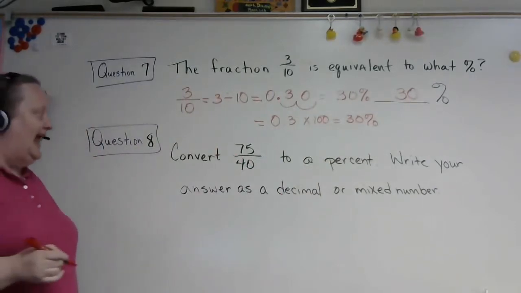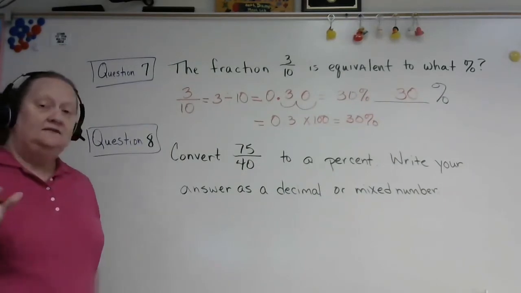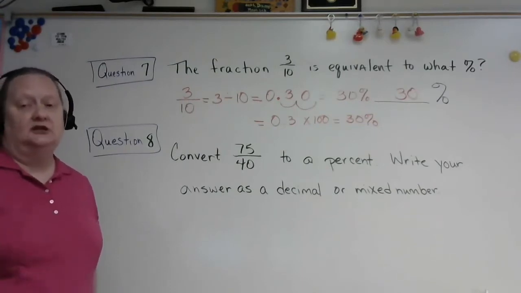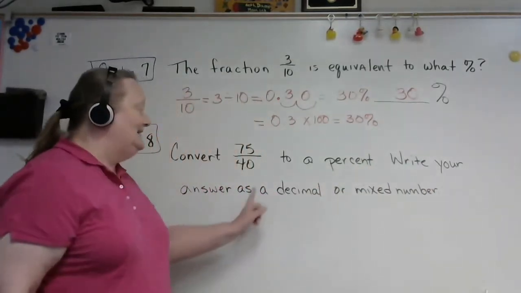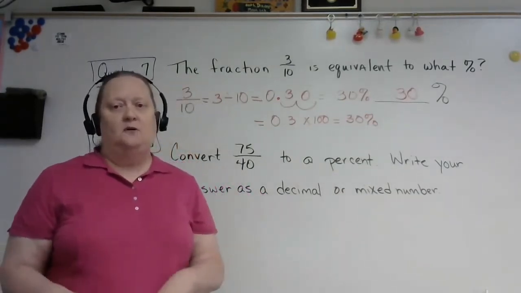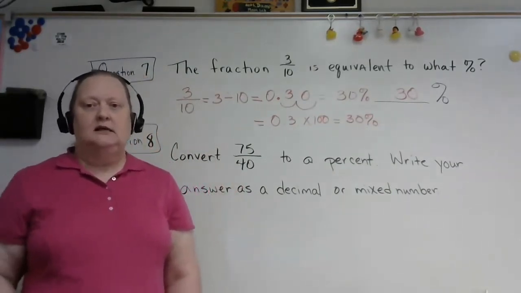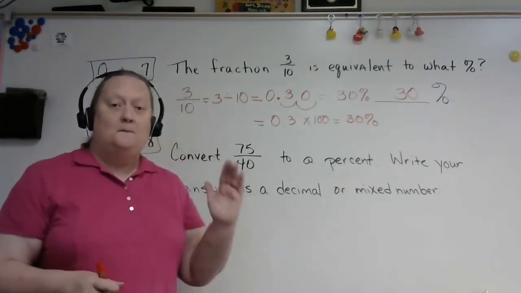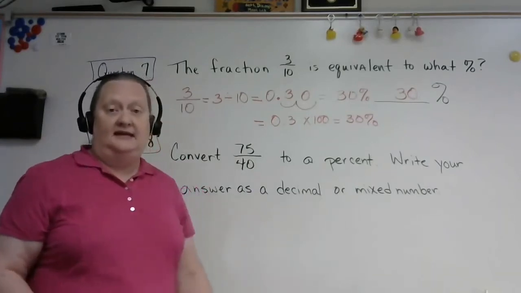Now let's look at question 8. Convert 75 over 40 to a percent. The first thing you should notice is that it gives you directions for what your answer should look like. It says write your answer as either a decimal or mixed number. So if it's a mixed number, that means it's going to have a whole number and a fraction part. So if we get just a whole number part, our answer won't be correct. But it also says we can write our answer in decimal form, so that would be correct.